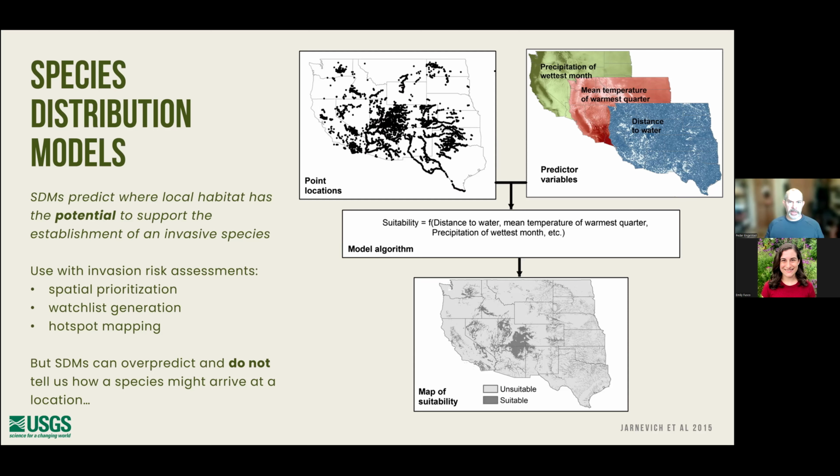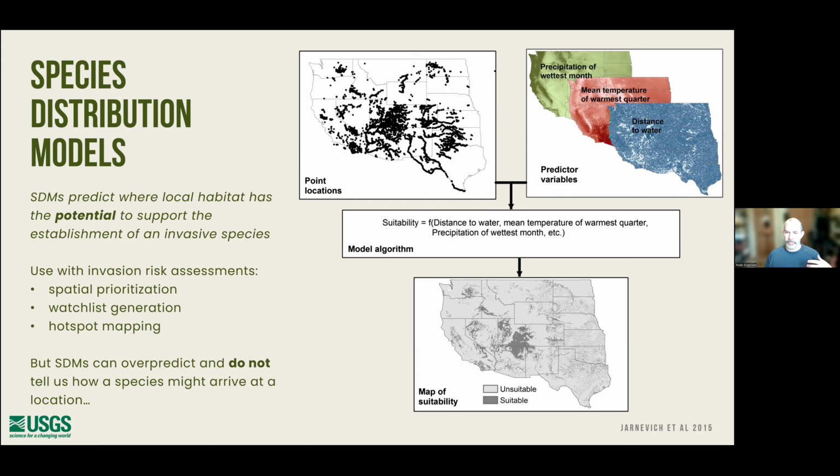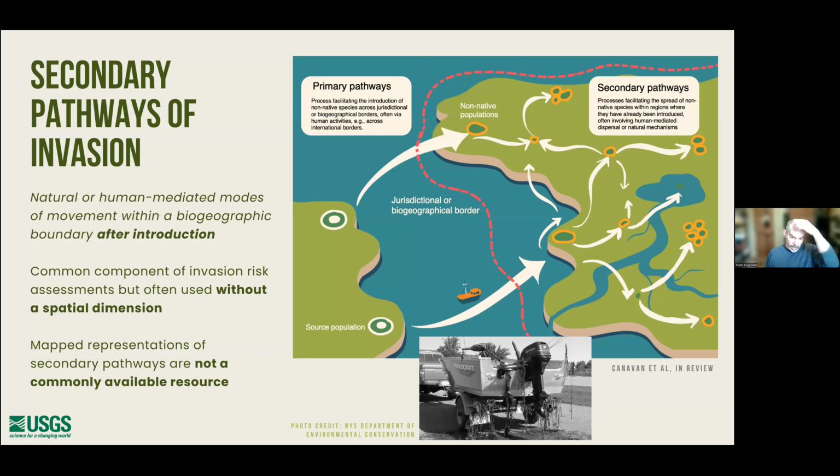So they're really unconstrained, and that can lead to over prediction, and maybe in the context of a large map, something that's a little bit unrefined for particular management use cases. And so we're interested in this project in integrating something that allows us to constrain these predictions and tell us how we might weight these suitability predictions by the ability of species to move across the landscape. And to do that, we utilize secondary pathways of invasion.